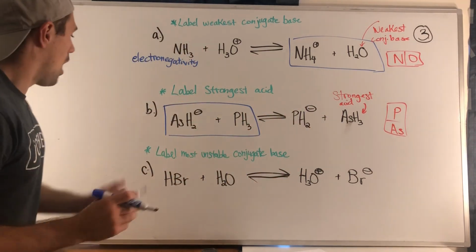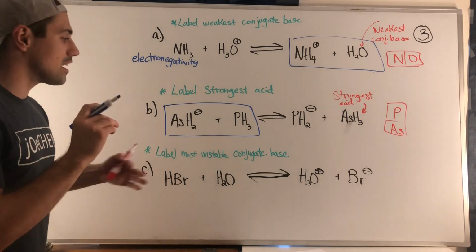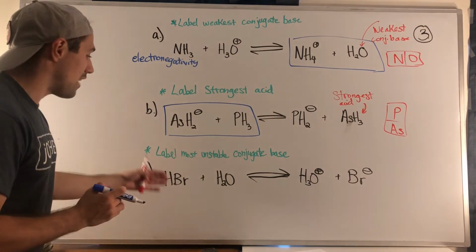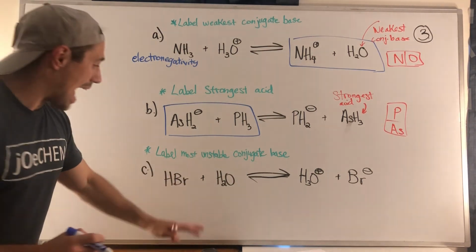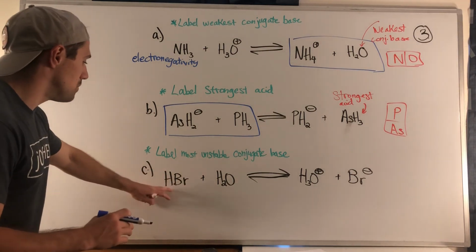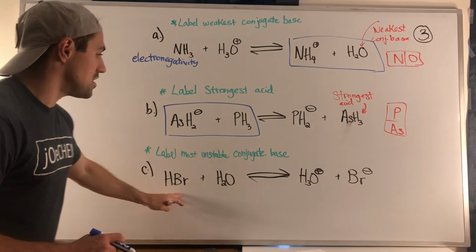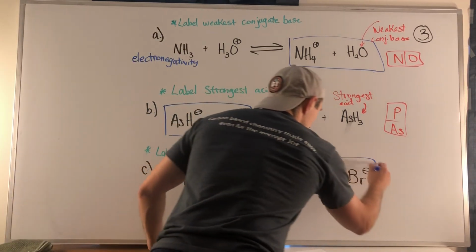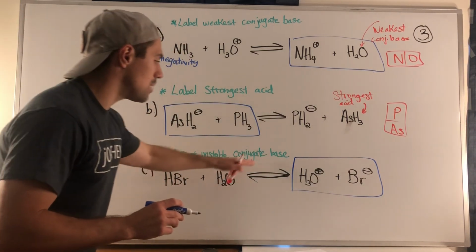My bad. Okay, so letter C, last but not least. So down here, I think without even our acid-base rules, we just know that we have HBr and water. HBr, strong acid. Clearly HBr is going to dissociate 100%, donate H+. This is our weak side. We're driving towards the weak. This is the side of equilibrium that's favored. And we need to label the most unstable conjugate base.